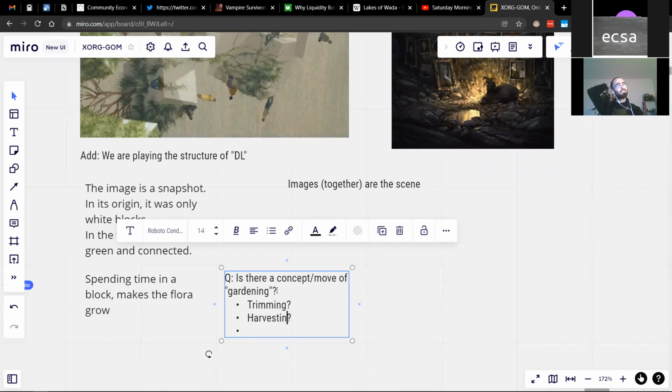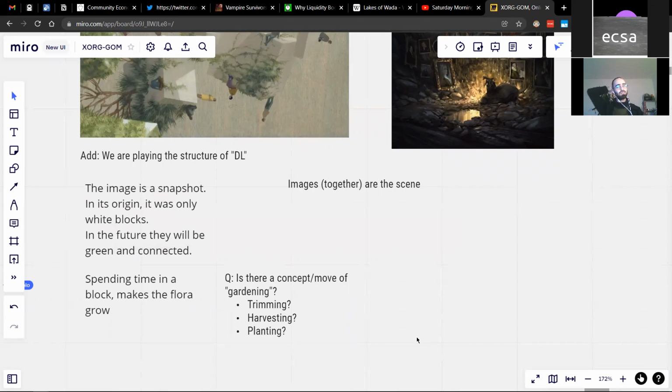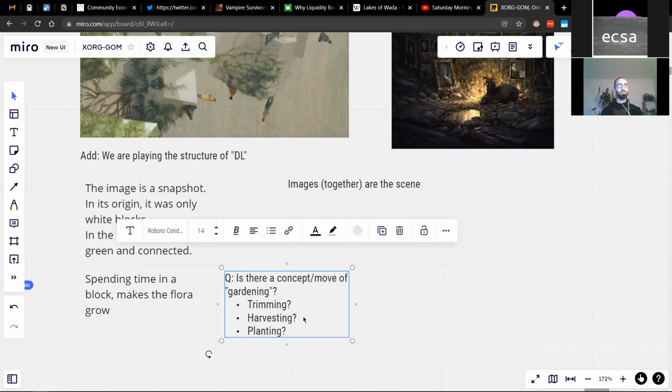Harvesting, and then there is planting. And I'm putting them in question marks because then they are like possibilities. Yeah. Like in a way, harvesting could be actually saving as a potential harvesting form. Potentially a saving mechanic, yeah.